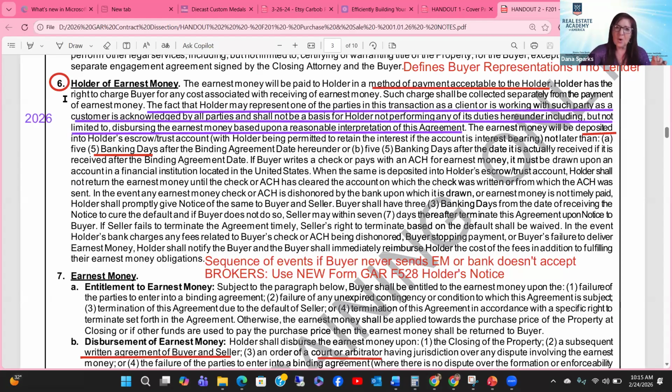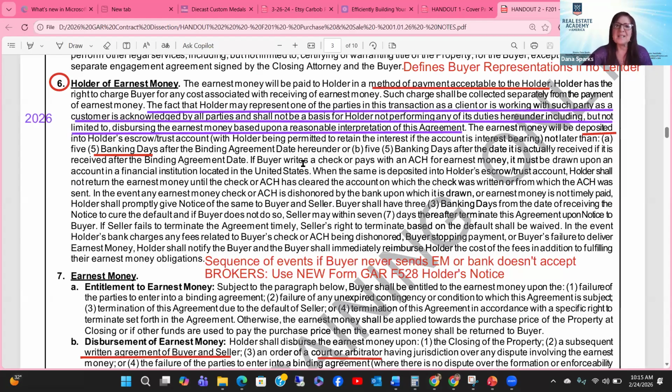And the holder has the right to charge the buyer for any cost associated with receiving earnest money. If there's a cost for a holder to accept a wire transfer, they might charge the buyer for that. You need to find that out. And that would be separate from the earnest money.